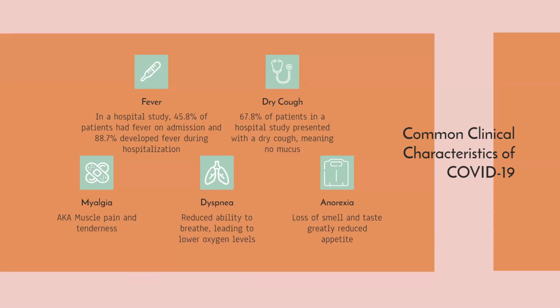A majority of patients who were symptomatic and admitted to the hospital also presented with a dry cough, meaning that there was no production of mucus or sputum from this cough. Some other fairly common symptoms of COVID-19 infection in general also include myalgia, known as general muscle pain, dyspnea or difficulty breathing, and interestingly, anorexia.